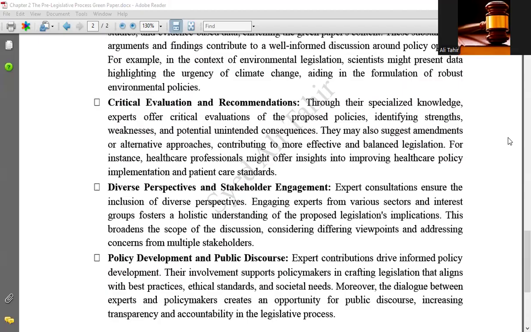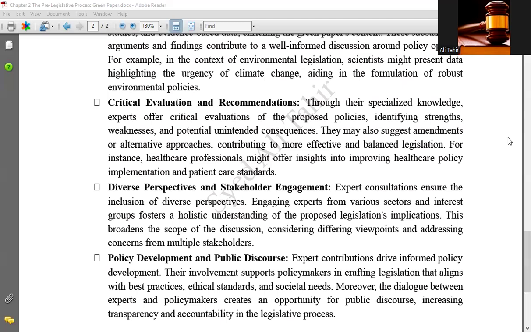I will, however, be there on hand to draft things, to propose controls, and to propose legislative structure. But the nitty-gritty of it, the tiny morsels that must be considered and chewed before the law is made, will be from the experts themselves. They may also suggest amendments or alternative approaches contributing to more effective, balanced legislation. For instance, healthcare professionals might offer insights into improving healthcare policy implementation and care standards.